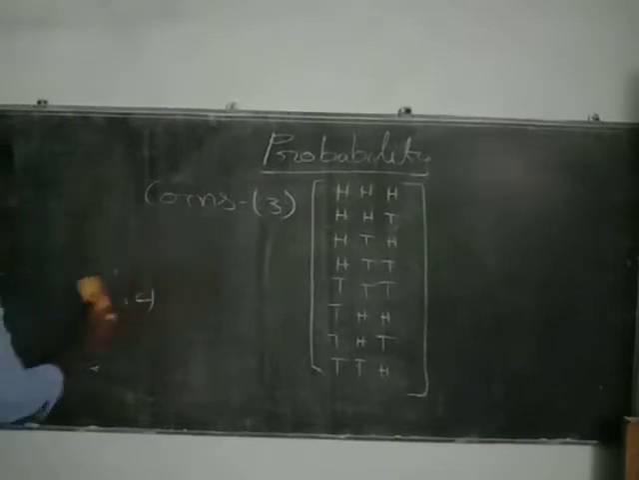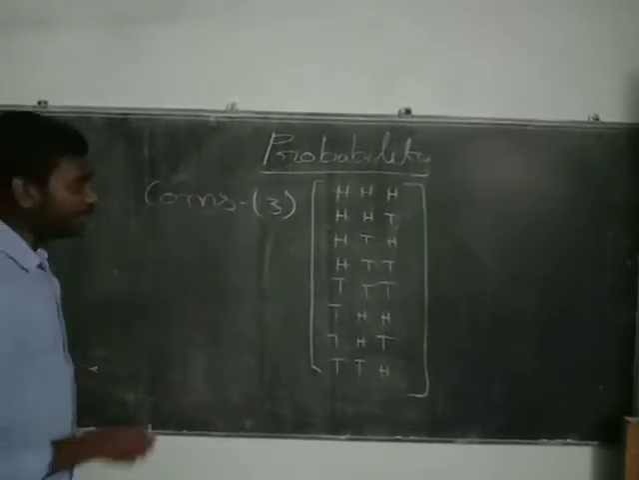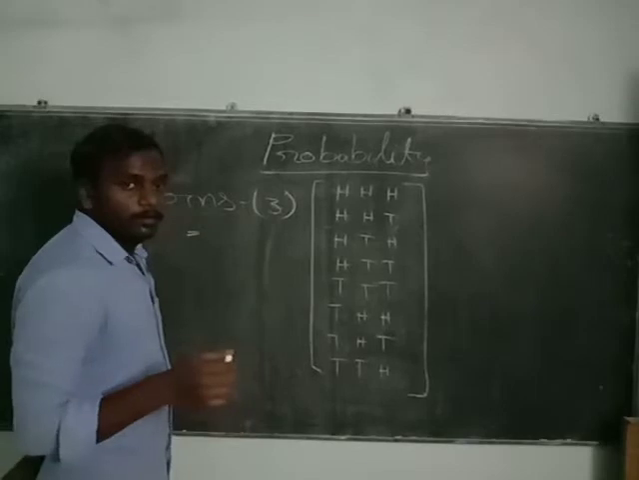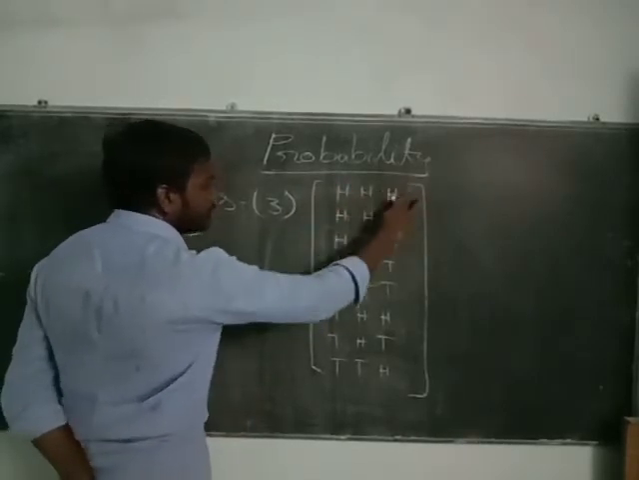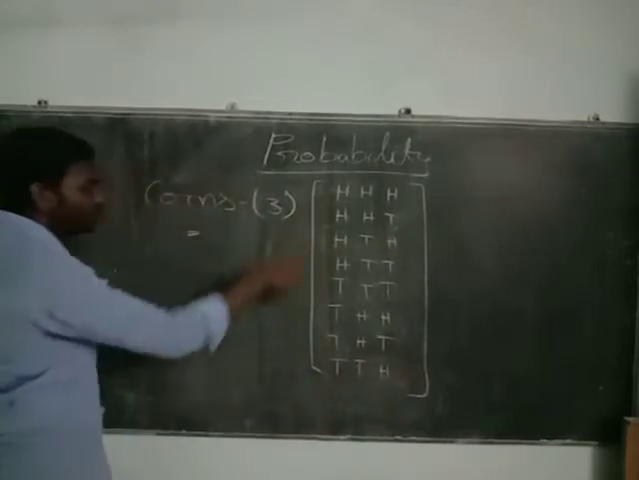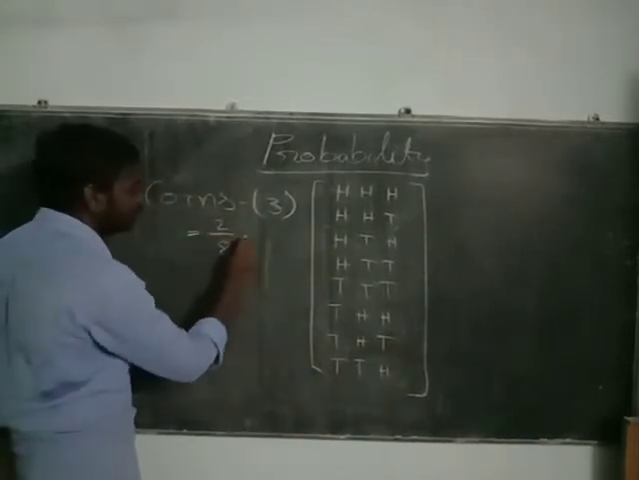Look at this. A question can be asked like, all are same. Look here. These 3 are same and these 3 are same. Out of 8 outcomes, I can get 2 by 8. That is nothing but 1 by 4.